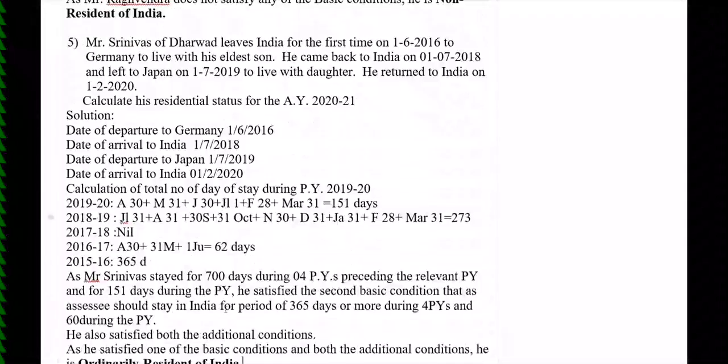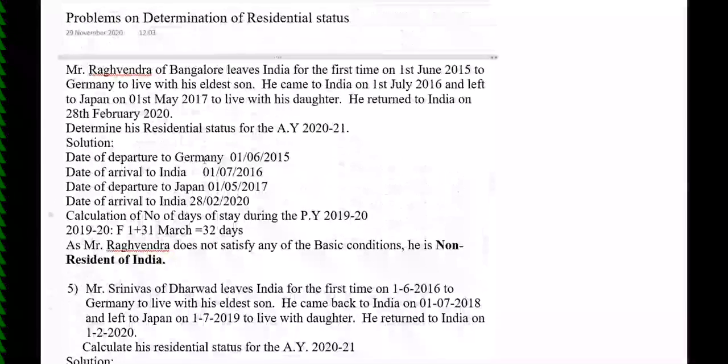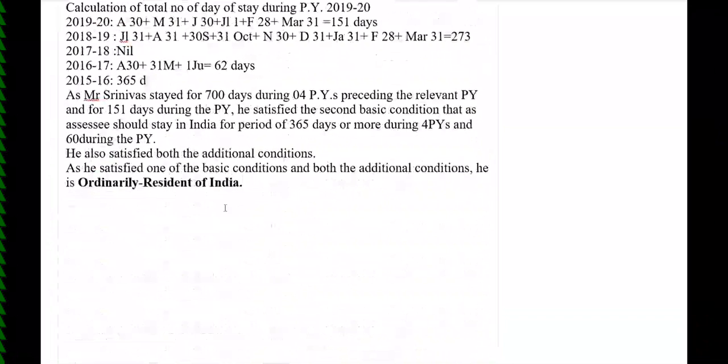So these are the two problems with respect to residential status of an individual assessee. In the fourth problem, the assessee is a non-resident of India. In the fifth problem, he is ordinary resident of India.